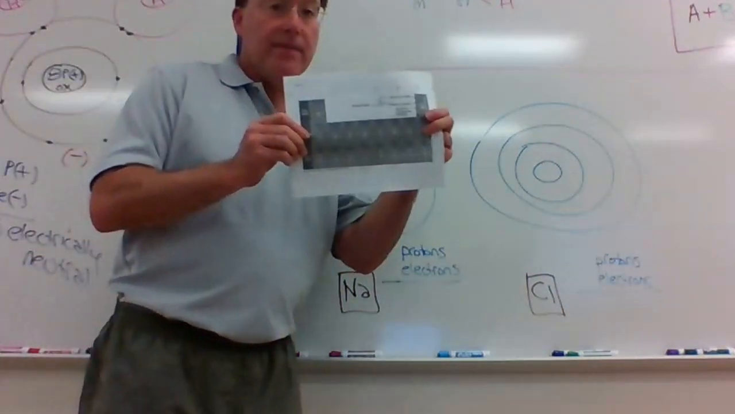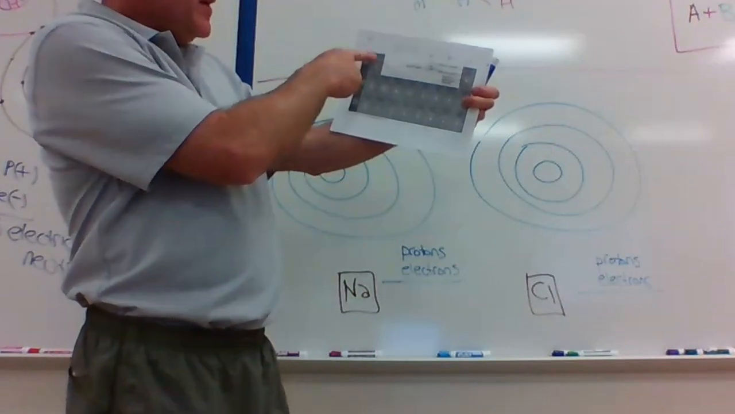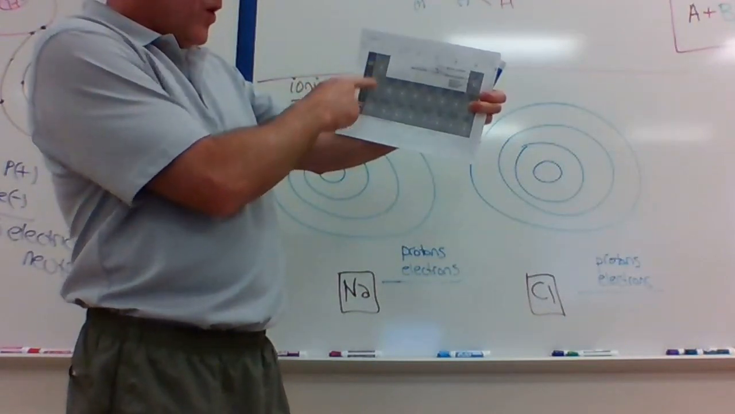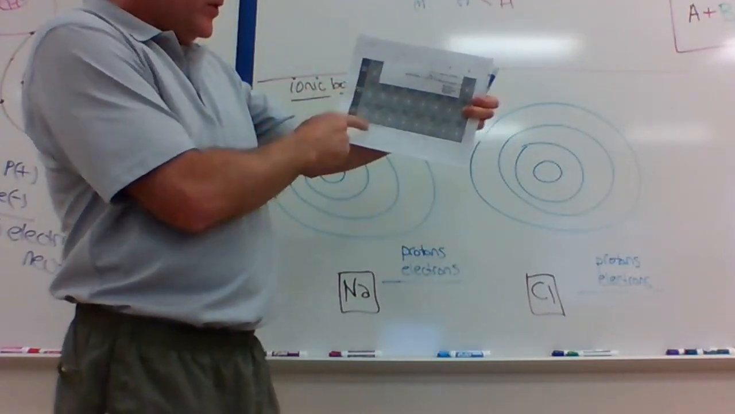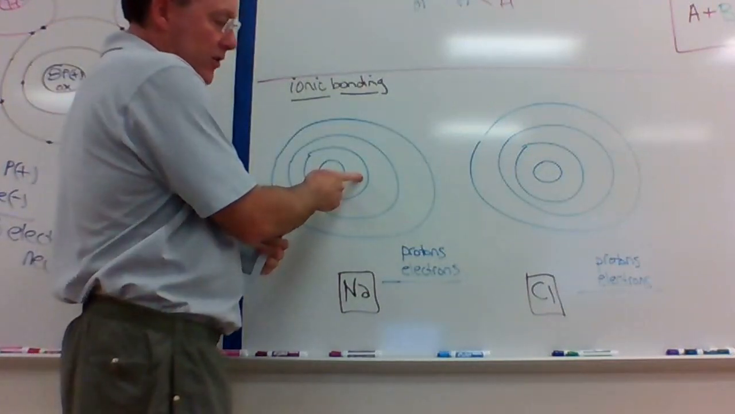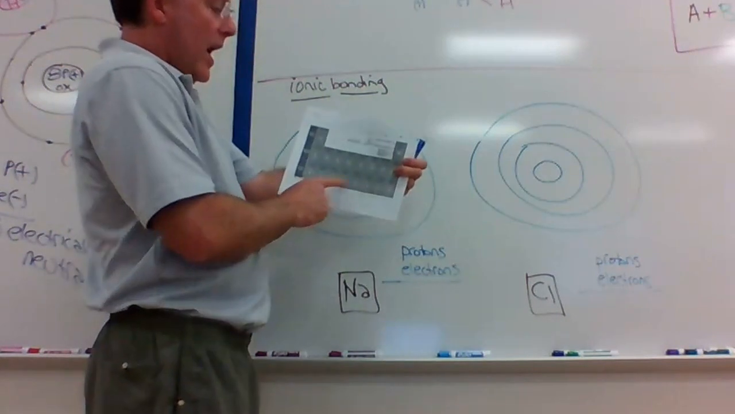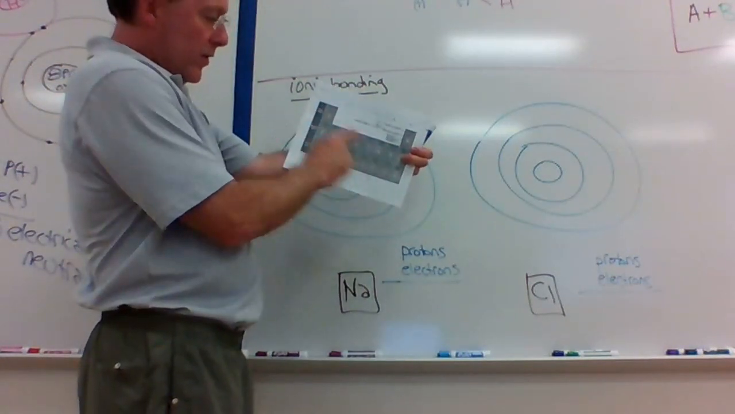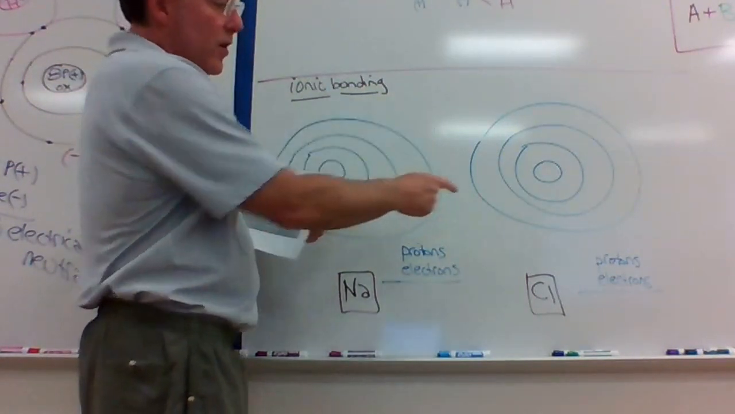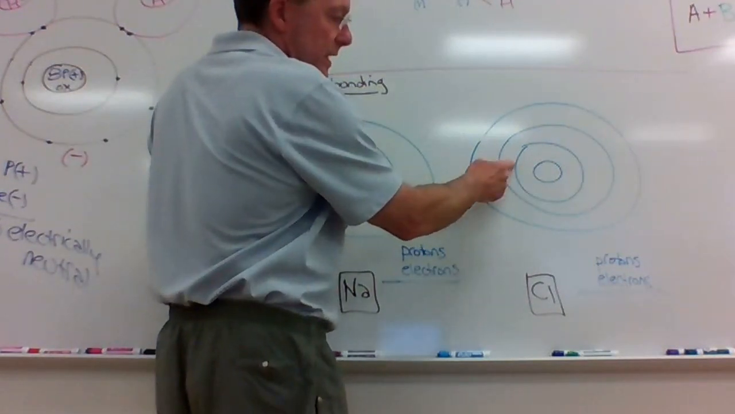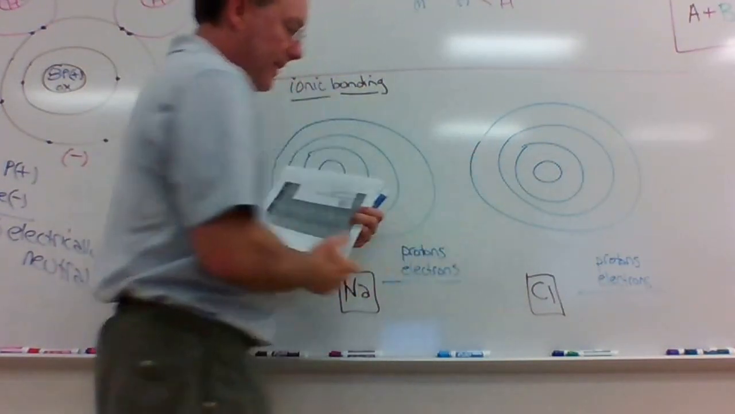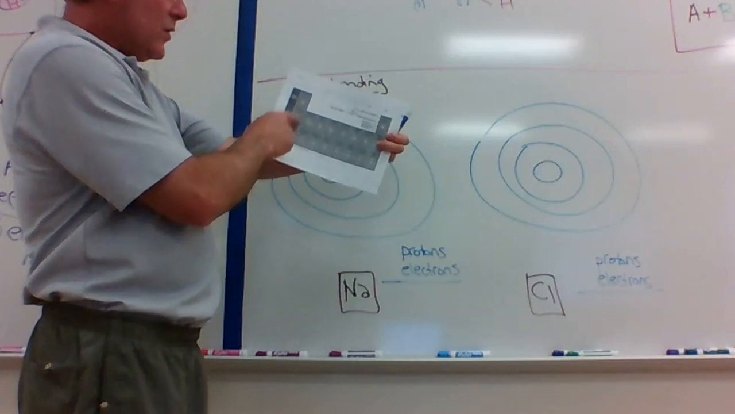So here's the idea. I know that sodium is in the third row down, 1, 2, 3. So it's going to have 3 electron shells: first shell, second shell, third shell. This is the nucleus here. I know that chlorine is in the third row down, so it's also going to have a nucleus, first electron shell, second and third.